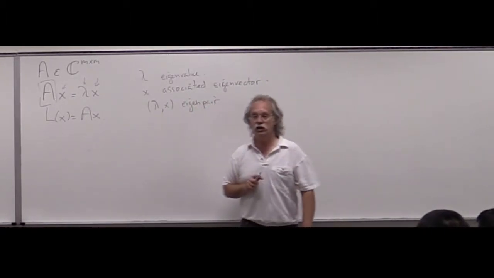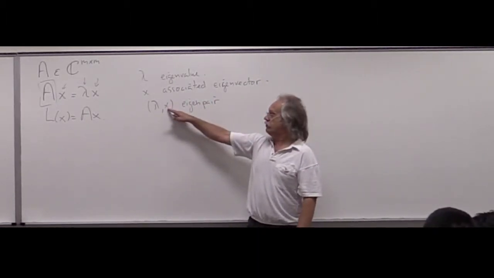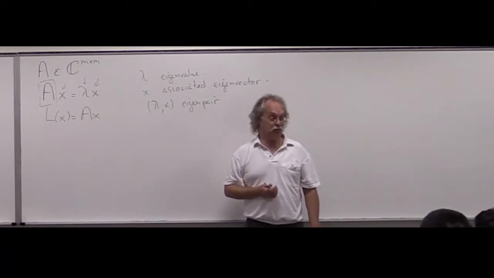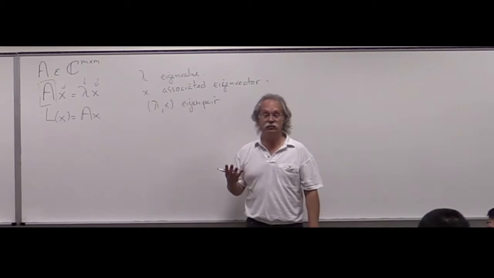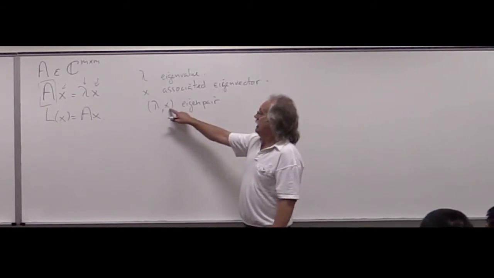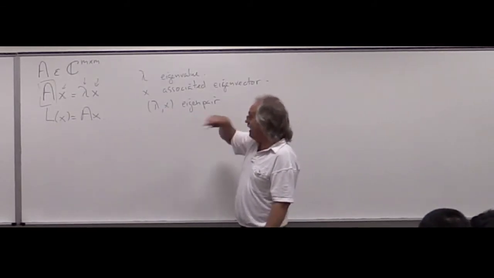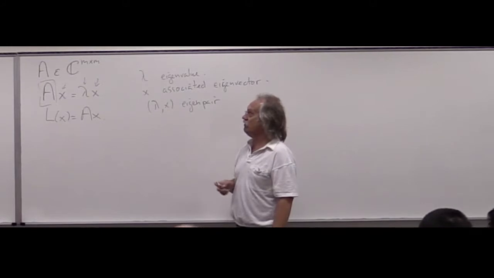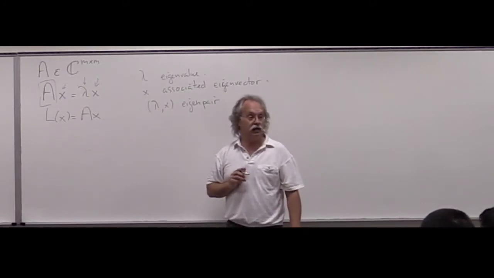And the first thing you notice is that, first of all, x equals 0 is probably not particularly interesting, right? So we don't consider the 0 vector to be an eigenvector because we really want a direction, and 0 doesn't really have a direction. And the second thing you notice is that eigenvectors associated with a given eigenvalue are not unique.